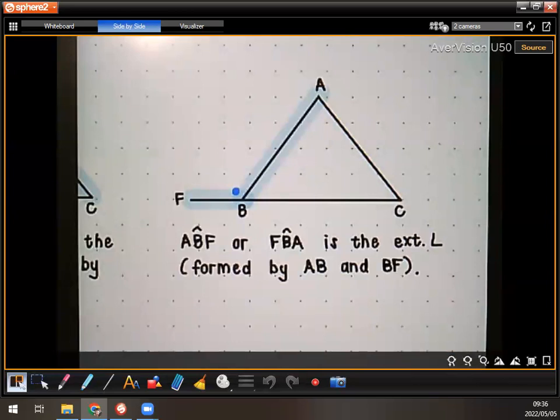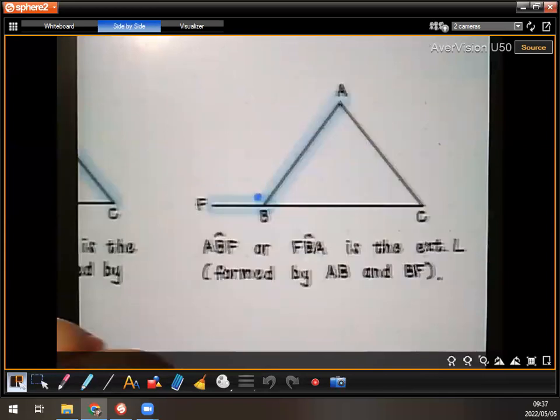Is the exterior angle, and in this case, it is formed by AB and BF.